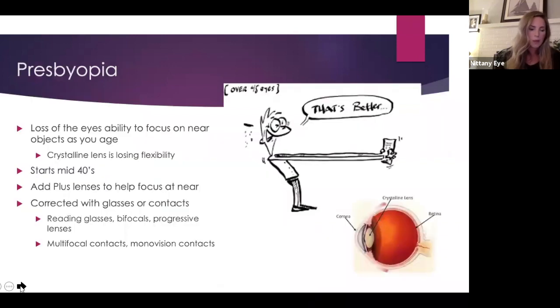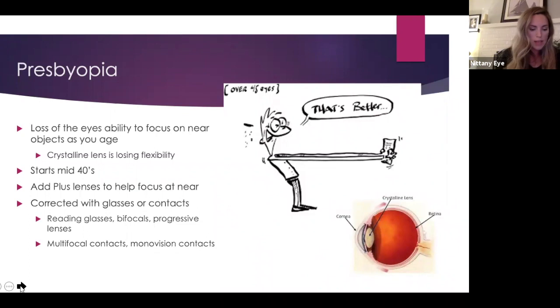So on to presbyopia. Presbyopia is actually Latin for old vision or old eyes. So this is just the loss of the eye's ability to focus on near objects as you age. The crystalline lens is actually losing its flexibility. This is when people are in their mid-40s typically and wish their arms were longer. They start moving things away from them because they are having trouble focusing, and that lens just is not quite doing its job anymore. And so we actually add plus lenses to help focus things at near. So they need more power, basically.